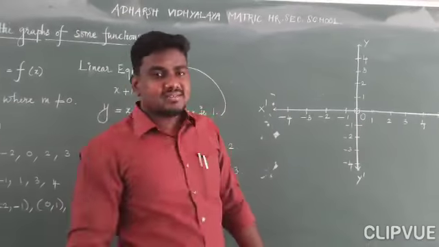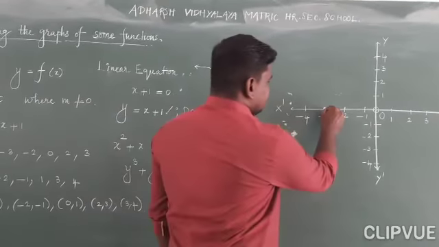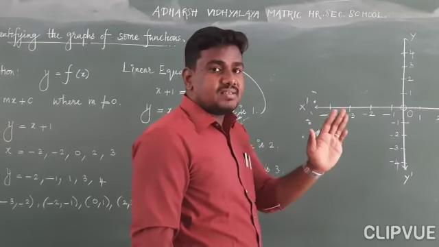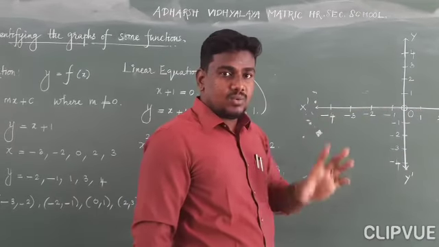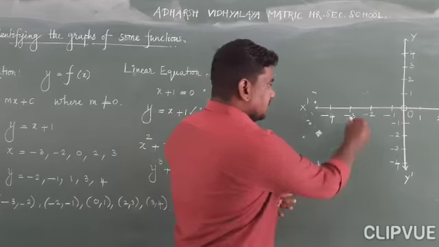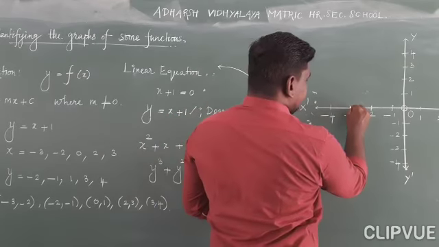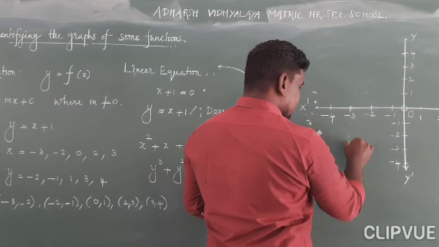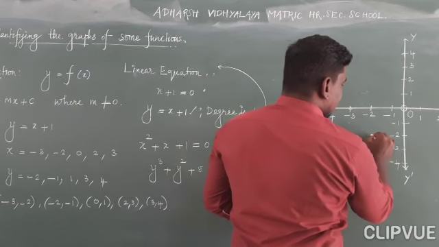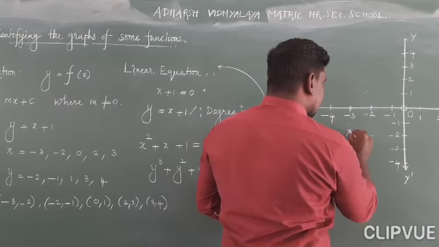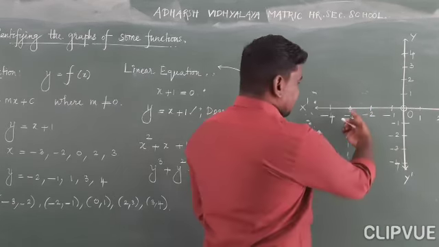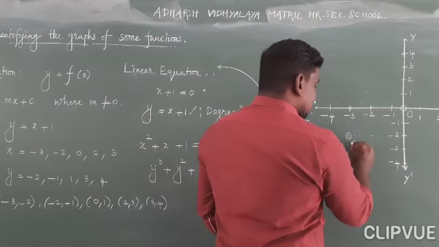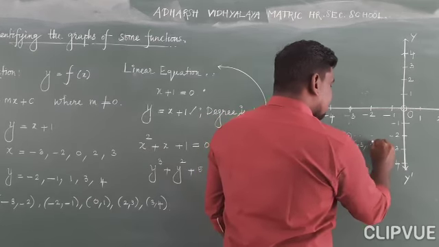The first one, minus 3 comma minus 2. I told you the first one always belongs to the x coordinate, the second one always belongs to the y coordinate. So minus 3 comma minus 2 means this is minus 3, this is minus 2. If we draw these straight lines, the point of intersection is the required point. They meet here. So this is minus 3 comma minus 2.